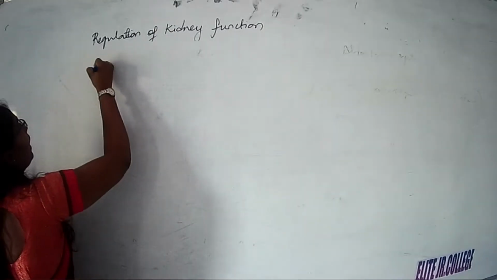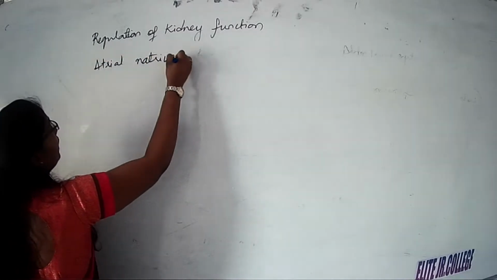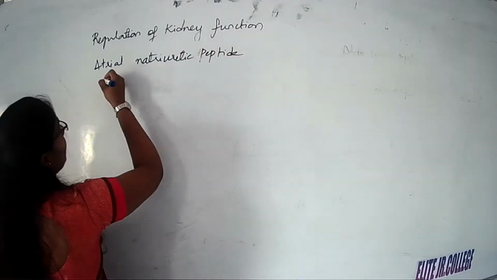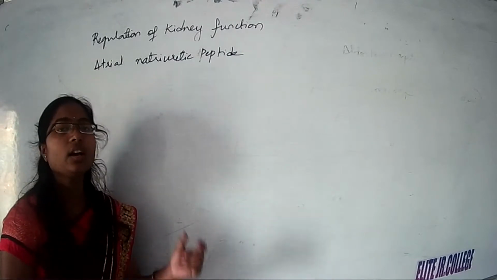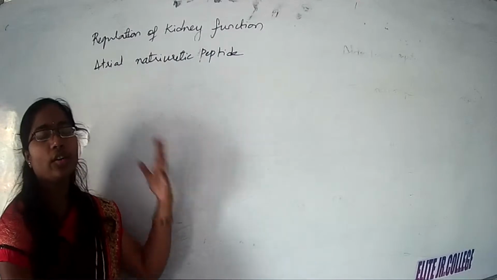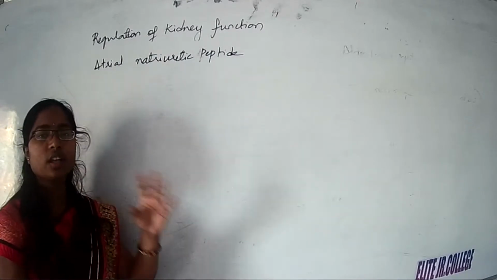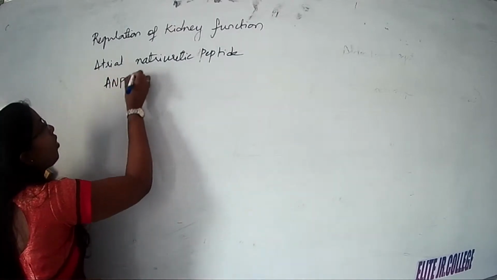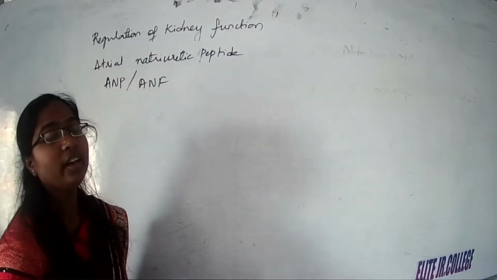So we have atrial natriuretic peptide, which is otherwise called atrial natriuretic hormone or atrial natriuretic factor. All of them are the same. We can write it in short form as ANP, or ANF when we are calling it atrial natriuretic factor.